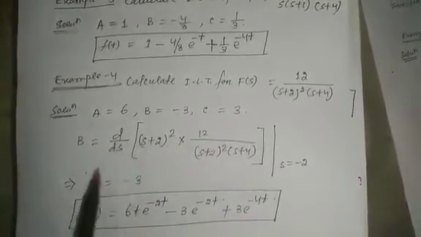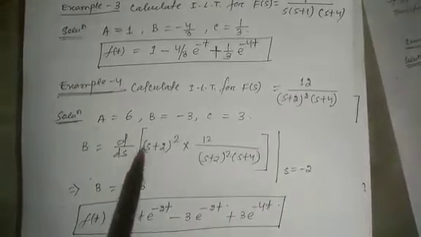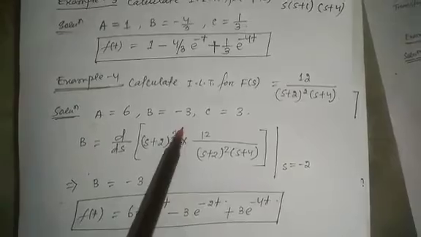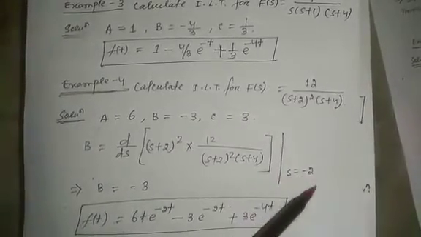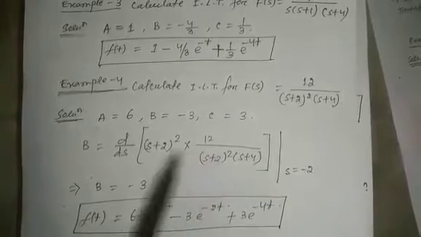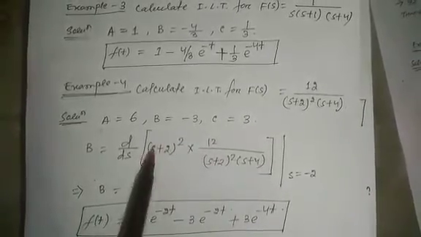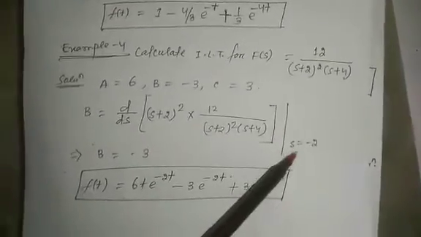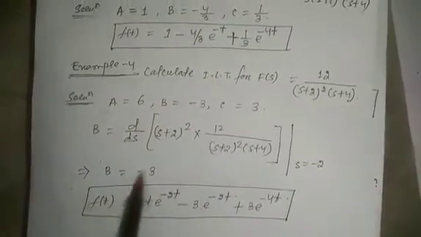Here there is some difference in how to calculate b. That's why, if a square term is present, then you see how you calculate b. d by ds of s plus 2 square into total f of s, and here you put s is equal to minus 2. Now s plus 2 square, s plus 2 square cancel out, only 12 by s plus 4 is present. Then you apply the derivative of u by v. After that you just put s is equal to minus 2. If you put, you can get b is equal to minus 3.